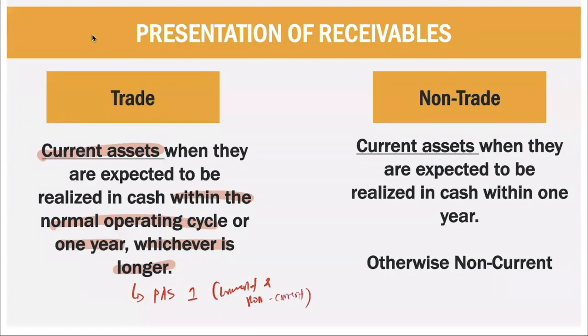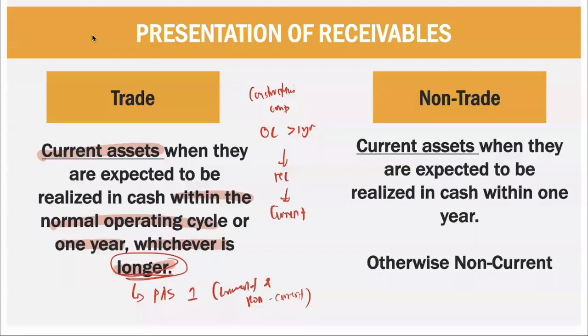So for example, if you are a construction company, generally your operating cycle is more than 1 year. So even if it's more than 1 year, if ever you have a receivable coming from that construction, which is your normal operating cycle, it is still considered current. Okay? So I hope you still remember the difference between a normal operating cycle and 1 year. Take note of the keyword longer.